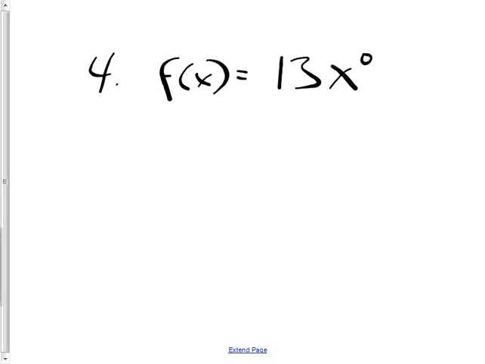Okay, let's keep moving here. Number 1 I already did with you. Let's skip down to number 4. I want to remind you, with a number like 13, that does not have an x, but, this is important, it could have an x to the 0, because what's x to the 0 actually equal to? 1. So it doesn't hurt to add an x to the 0 if you want to.